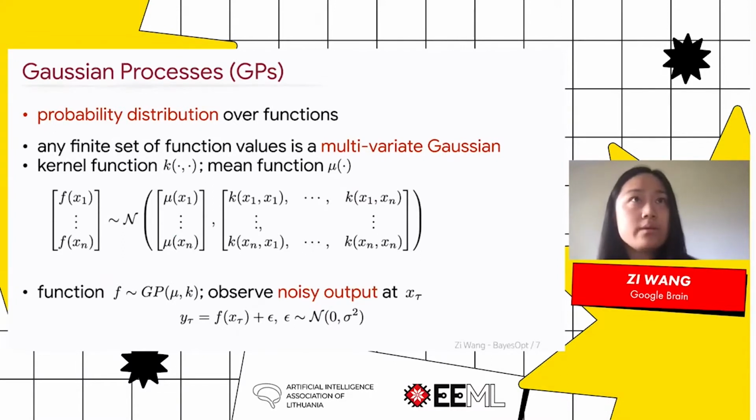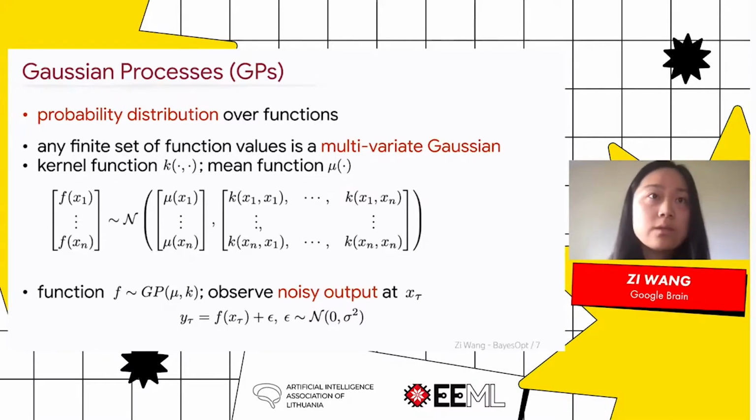To be more precise, a Gaussian process is defined by a kernel function, k, which takes in two inputs, and a mean function, mu, which takes in one input. Once we have a finite set of inputs, x1 through xn, they follow a multivariate Gaussian distribution where the mean is given by the evaluations of the mean function mu at all these inputs, and the covariance is described by the kernel function evaluated at every pair of inputs. Once we have a function sampled from this Gaussian process, we can observe a noisy output at any input x tau. So y tau has additive noise: it is f of x tau plus some noise, which is sampled from a normal distribution.